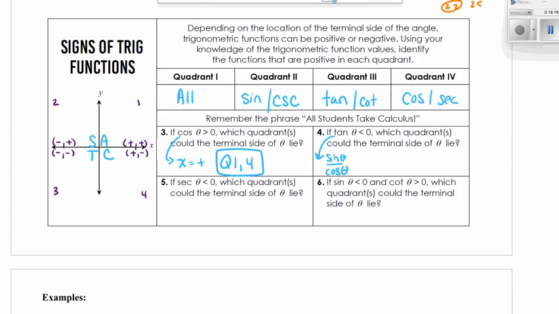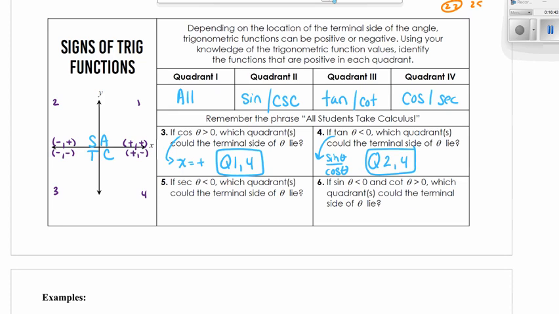So for this one, we have to have one positive, one negative. So where is sine negative and cosine negative? Here, notice that we're negative in quadrants 2 and 4. We can't use quadrant 3 because when you divide sine over cosine, you would end up with a positive. So quadrants 2 and 4.